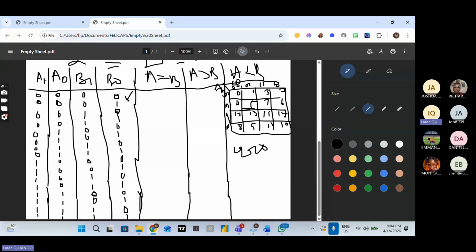So if we are to perform our minimization from here using our K-map, we know here is going to be M0, here is going to be M1, here is going to be M2, here is going to be M3, here is going to be M4, here is going to be M5, right? Let me see, M0, M1, M2, M3, M4, M5.